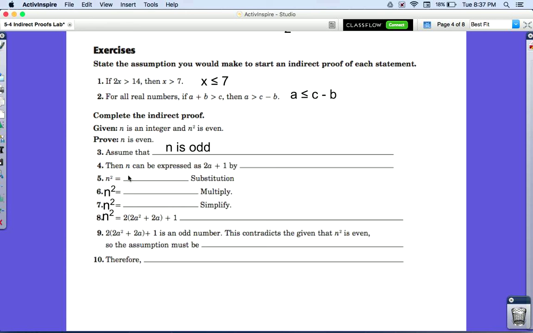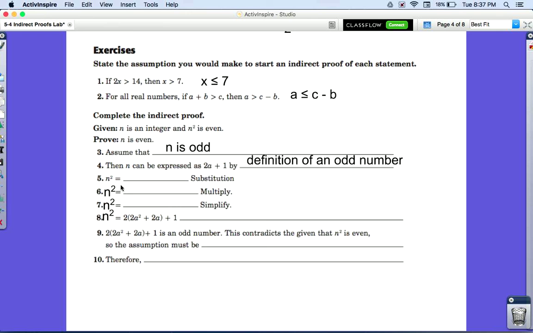So if n can be expressed as 2a plus 1, which is probably not a notation that you're used to, but if you think about all odd numbers, you can take 2 times a number and then add 1 to it, and you're going to get an odd number. So this is actually by definition of an odd number.